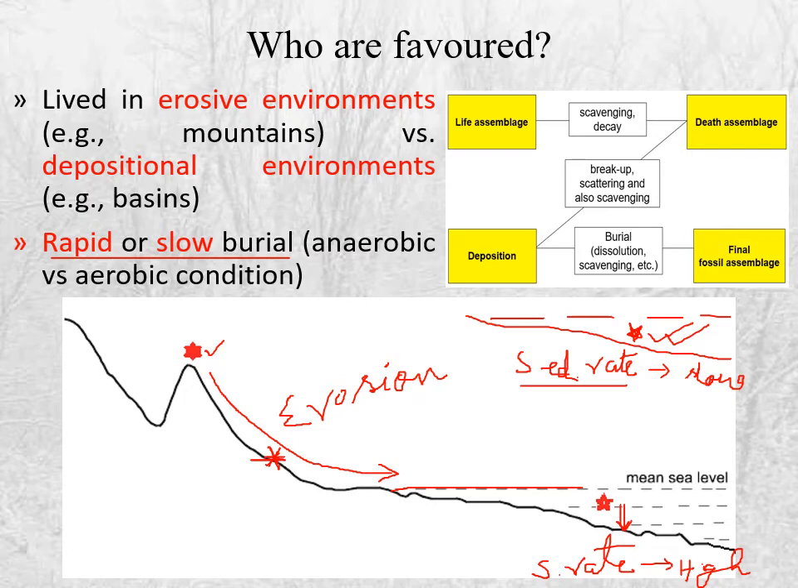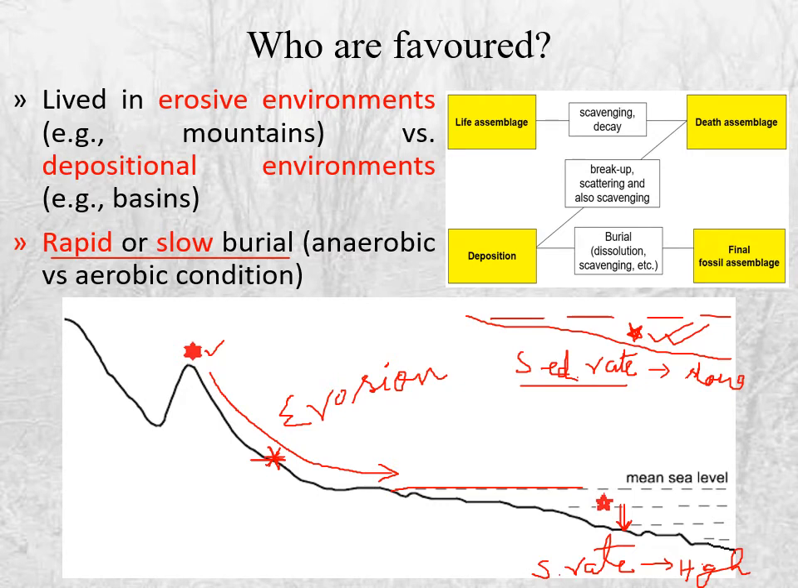So in that condition, the decomposing aerobic bacteria will not function properly, they will not be very active. Okay, so burial rate can be a very essential factor for decomposition of an organism, or in other words, burial rate is an important factor for preservation of an organism. Rapid burial enhances fossilization, rapid burial enhances preservation, whereas slow burial is not good for preservation.